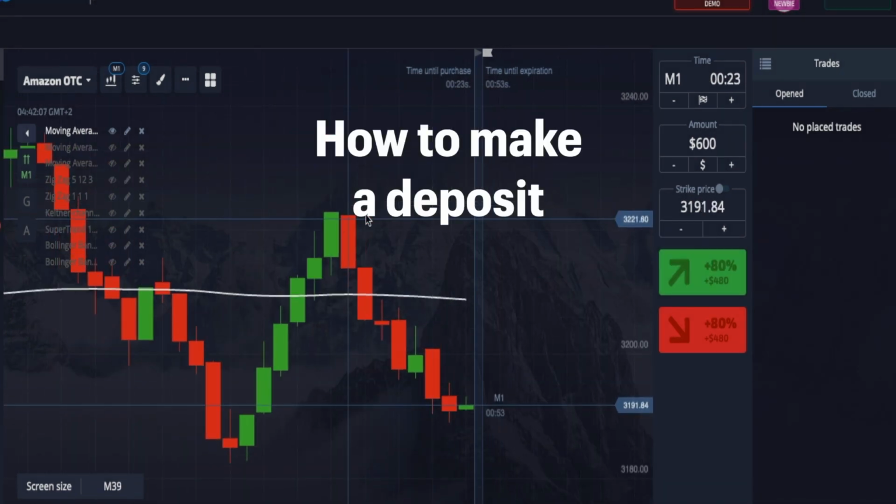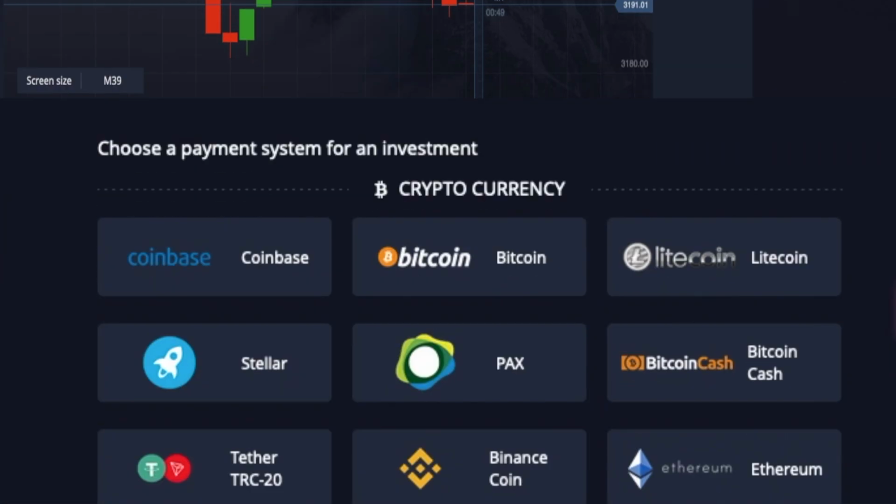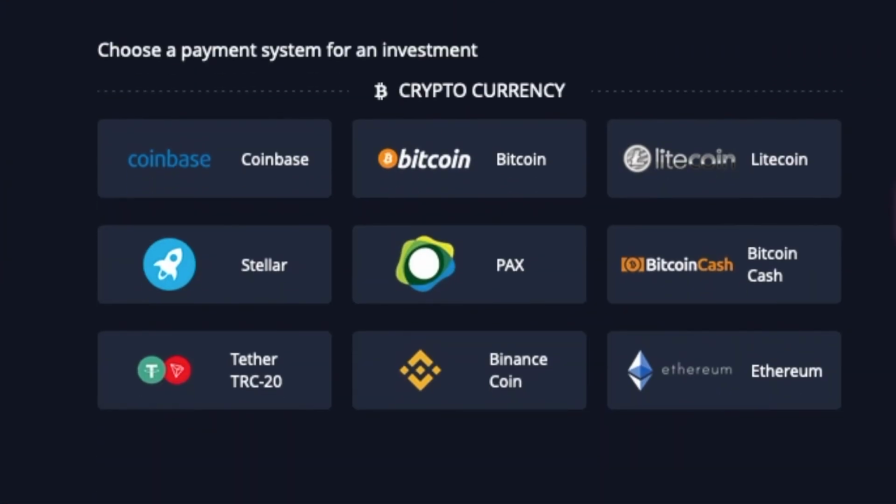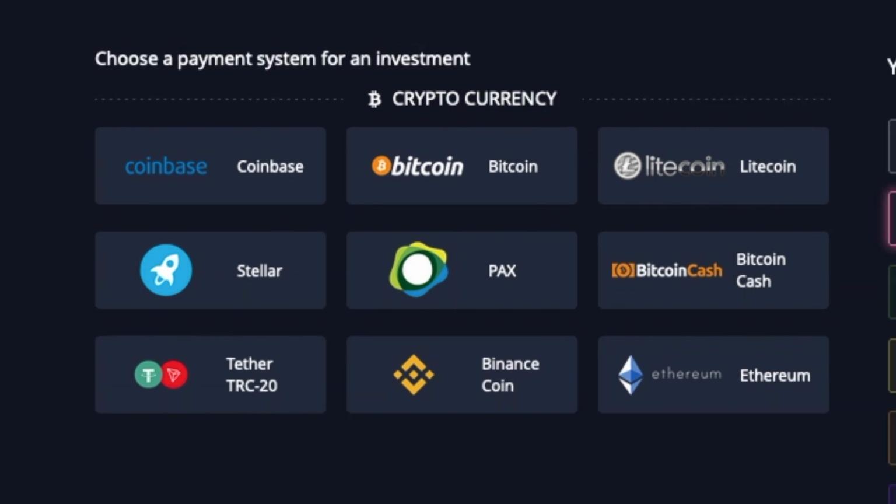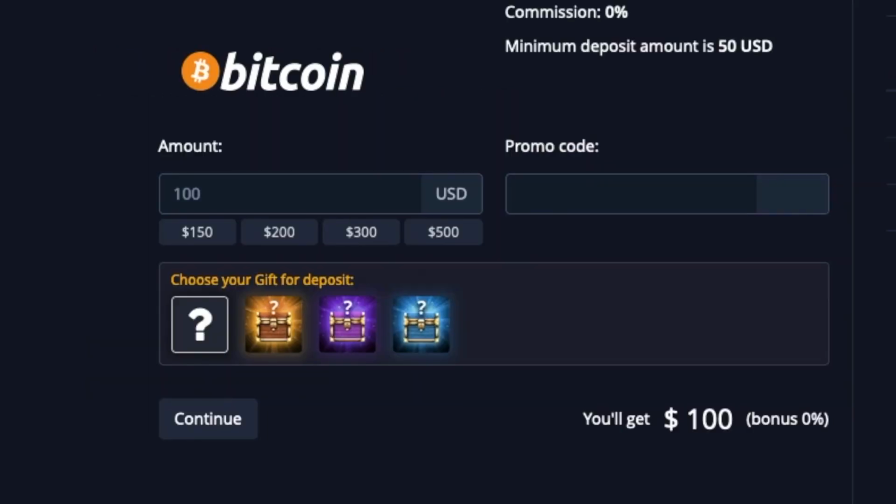When you are a beginner, do understand that the money that we are trading on this platform is in the form of Bitcoin. It is not actual cash. So these are all the payment methods that you can use when you're thinking about making a deposit. If you have Coinbase or any one of these, you can deposit money into Pocket Option. This is where you would put in the amount.